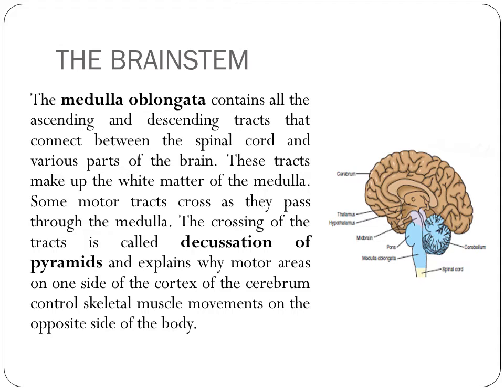The medulla oblongata contains all the ascending and descending tracts that connect between the spinal cord and various parts of the brain. These tracts make up the white matter of the medulla. Some motor tracts cross as they pass through the medulla. The crossing of the tracts is called decussation of pyramids and explains why motor areas on one side of the cortex of the cerebrum control skeletal muscle movements on the opposite side of the body.